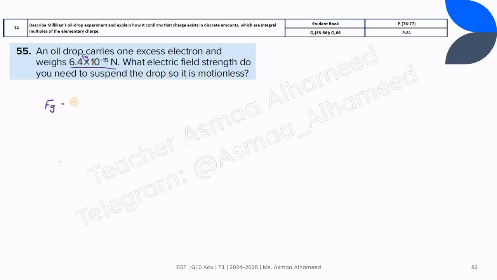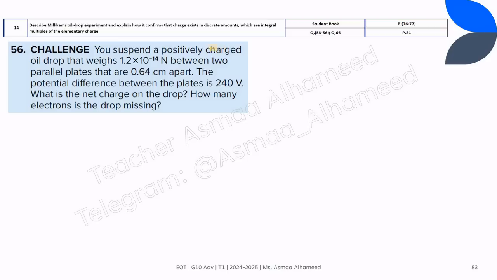So like we said, Fg here will be equal to Fe, and the equation is E equals Fe divided by the charge, and we have 1 electron, so the charge is 1.6 times 10 to the power minus 19. So here we need to know what is the electric field. We can solve directly. So the force is 6.4 times 10 to the power minus 15 divided by 1.6 times 10 to the power minus 19, and the electric field will be 40,000 Newton per Coulomb.